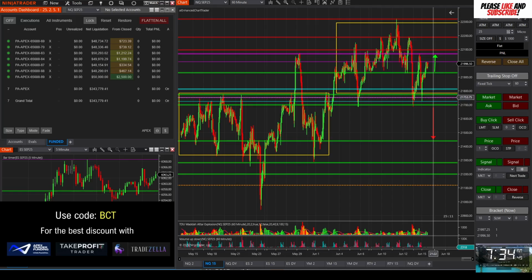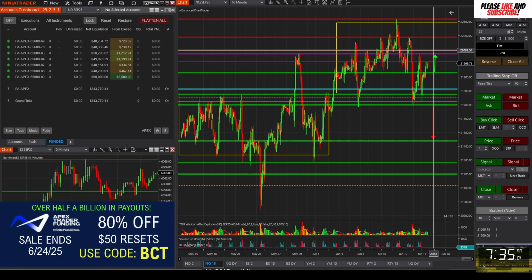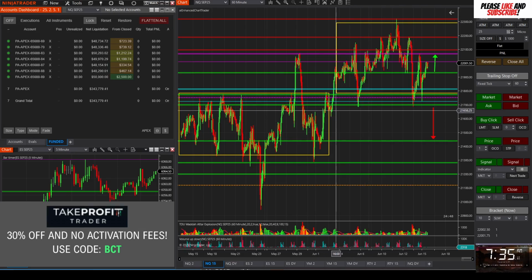If we fall below the daily 20, this purple dotted line is the daily 20 moving average, we're going to fall below this kind of pivot area, and at that point we'll be looking for downside. So big picture this morning, looking for upside above here, looking for downside below here. That does not mean that I'm not going to trade anything else. I definitely will trade other things if something pops up that I like.